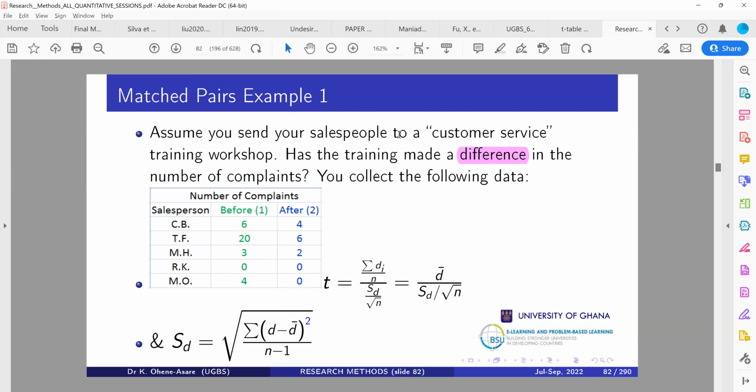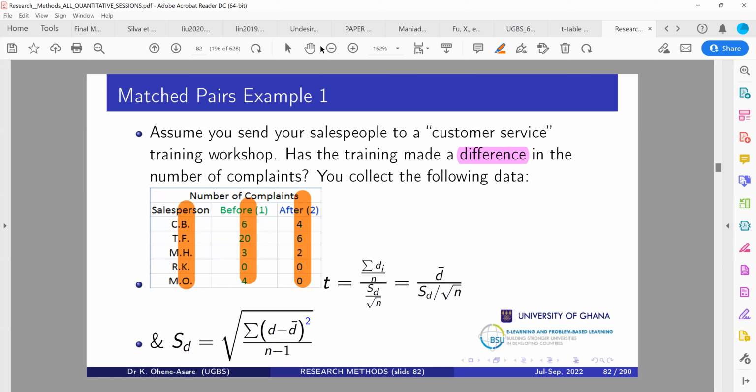And so what you decided to do as a manager is to send these salespeople to a customer service training workshop. And you want to know whether the training has made a difference in the number of complaints. What you see here is the number of complaints, before going for the workshop and after. The individuals are on the left, these five people. The complaints before they went for the workshop are the before. The complaints after going for the workshop are the one on the right. As a manager, you want to know whether the workshop has made a difference in the number of complaints.